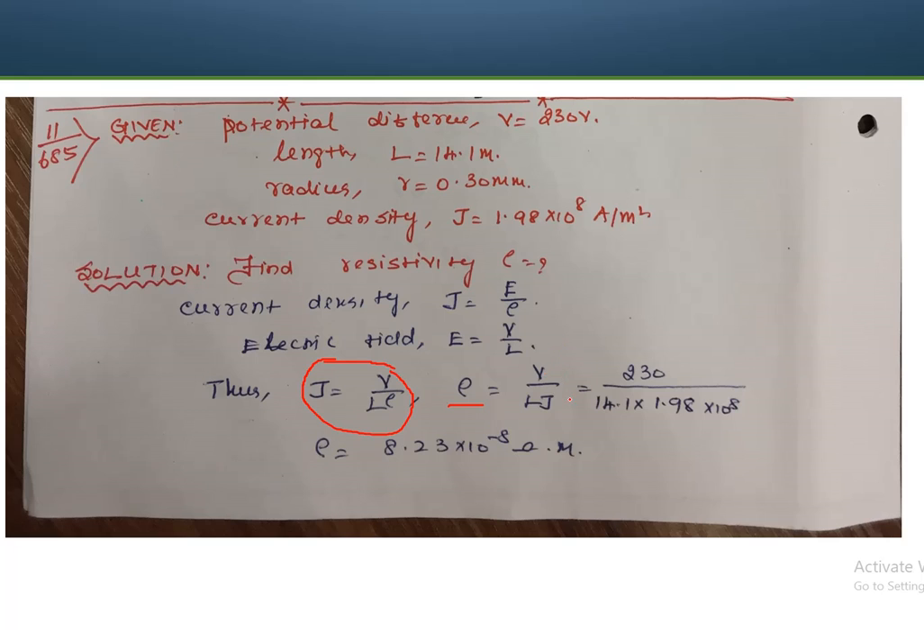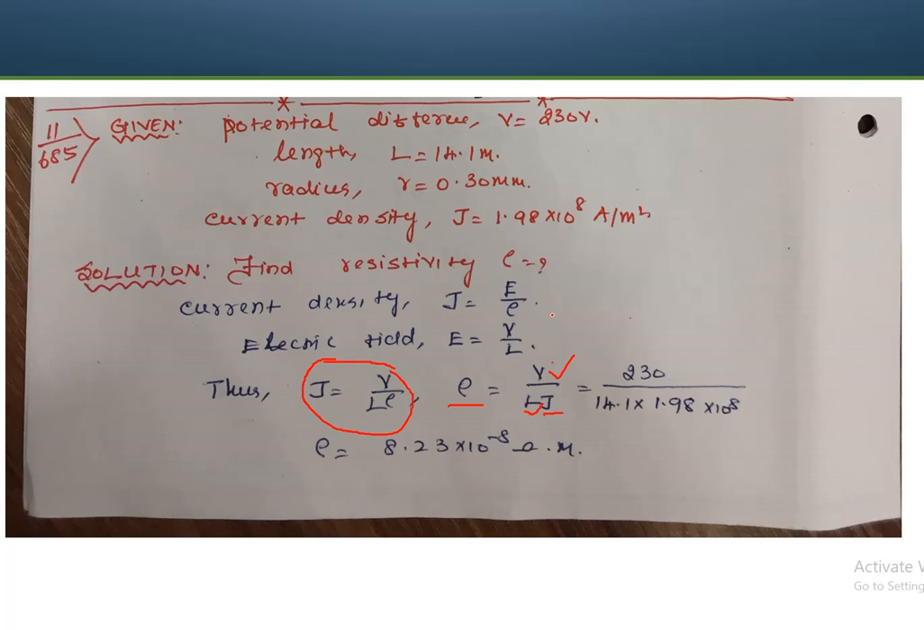Now I'm looking back: did they give the value of J, the value of V, the value of L? Of course, they've given all the values directly, so you can find it. And how do we get this formula? That's a very interesting thing.